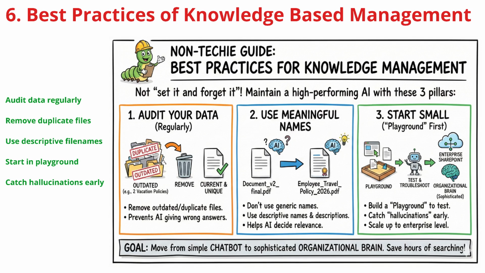Second, in the blue pillar, use meaningful names. The AI gets confused by generic names like document_v2. Instead, use clear, descriptive file names like Employee Travel Policy 2026, so the AI knows exactly what is relevant. Finally, the green pillar. Start small. Begin in a sandbox or playground environment with just a few files. This allows you to catch AI hallucinations and fix issues early before scaling up to your entire enterprise system. By following these steps, you achieve the ultimate goal, transforming a simple chatbot into a sophisticated organizational brain.